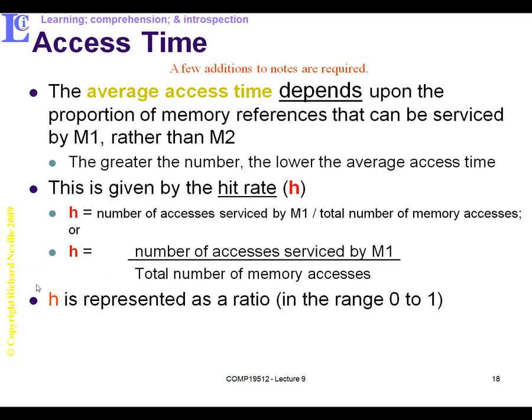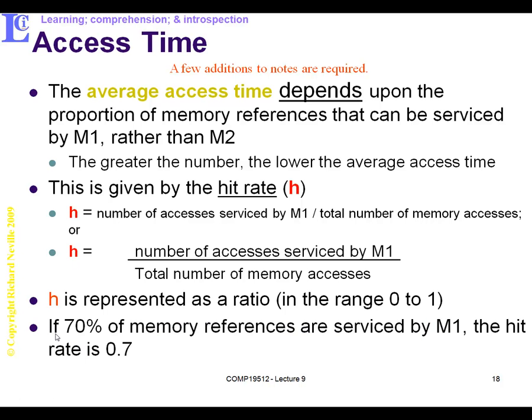So let's think about this then. So H is represented, as you can see here, as a ratio, and this ratio ranges from 0 to 1. So we're going to give you some typical examples of this so you can start understanding how this hit rate can be calculated and get some insight into what this means given a certain number as a hit rate.